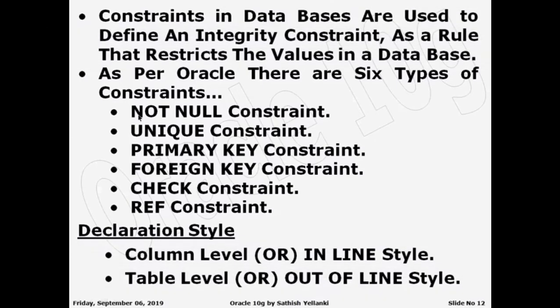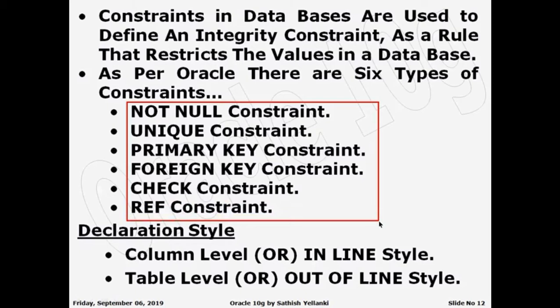So according to Oracle, we have 6 different types of constraints in declaration. One is the NOT NULL constraint. The next is a unique constraint. The third is the primary key constraint. The fourth is foreign key. The fifth is a check constraint. And the sixth is a ref constraint.